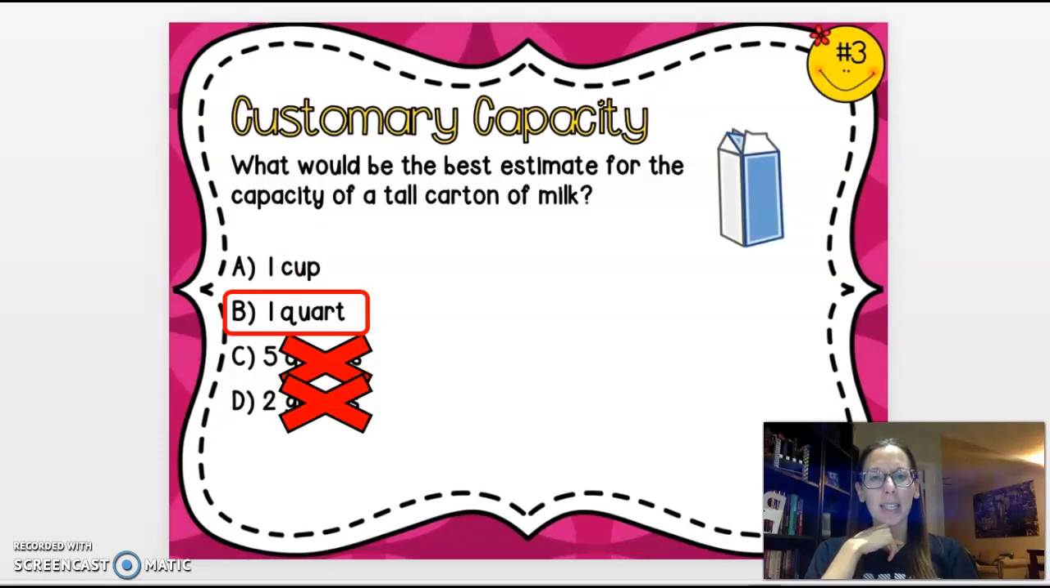What would be the best estimate for a tall carton of milk? Okay, now we know that this is similar to a juice container, so it definitely has to be 1 quart. Okay, so I crossed out 1 cup, 2 gallons, and 5 quarts. 5 quarts would be way too much. You'd have to have 5 of those.